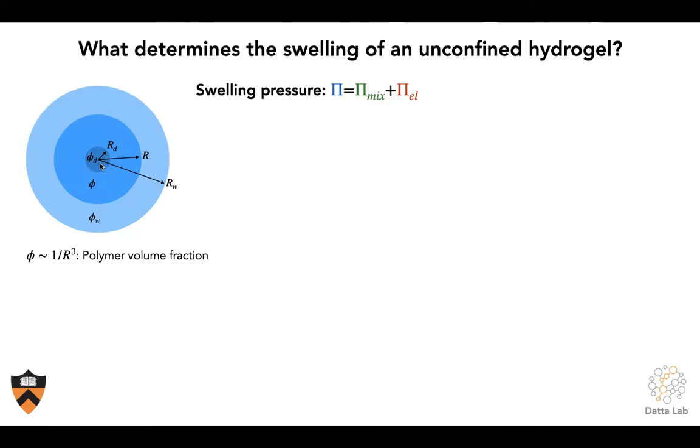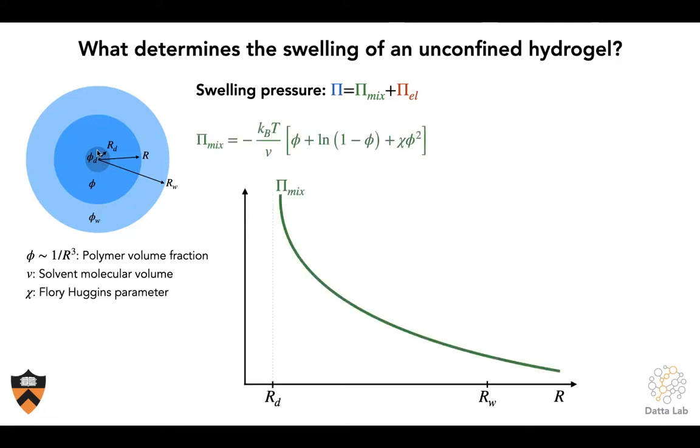And as it comes into contact with water, as it absorbs water, it swells up. The polymer volume fraction goes down. So that's phi here, the amount of polymer occupying a given volume. So the polymer volume fraction goes down. And actually you can calculate using very simple thermodynamics what the swelling pressure, what the osmotic pressure associated with that mixture of polymer and solvent is.